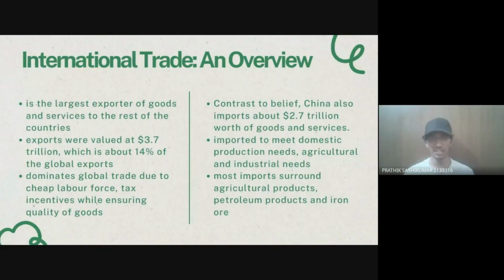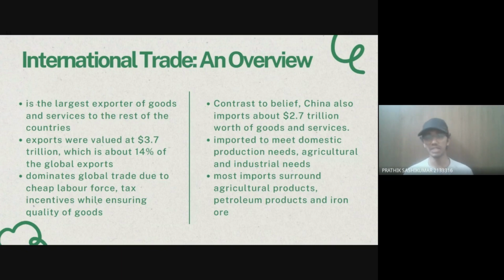Looking at international trade, where we focus on the exports and imports of the country, on the side of exports, China is the largest exporter of goods and services to the rest of the countries. Its exports were valued at $3.7 trillion, which is about 14% of the global exports. Thus, we can safely say that China dominates global trade mainly due to its cheap labor force and tax incentives provided, while also ensuring high quality of goods.